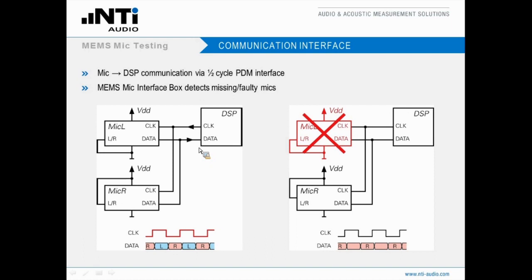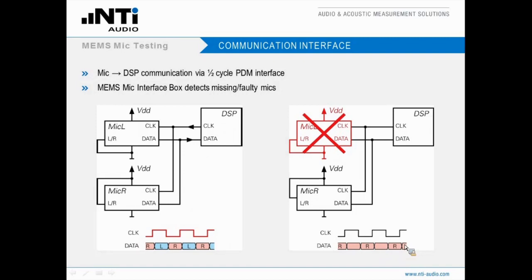But what happens if one of these microphones is missing or is faulty? Well, in that case, we would face the following situation. We would have data from the correctly working right microphone, and the following bit, which should come from the left one, would just be mirrored. So it would be the same data as from this bit. Here we have the next bit, and that would again be the same.